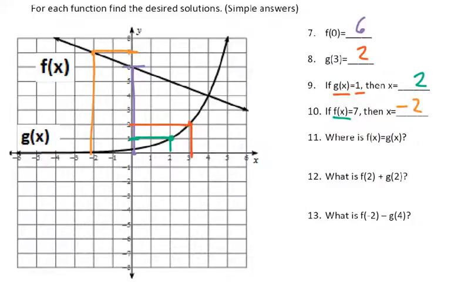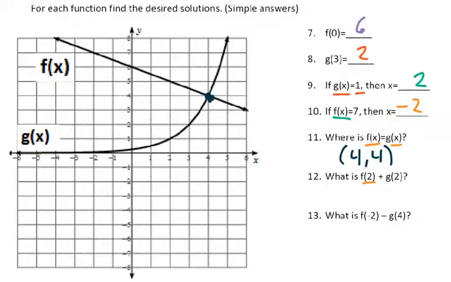So now, where is f of x equal to g of x? So where do they intersect? Right here, at 4, 4. That's a point, right? Now the last two, we're adding and subtracting our functions. So we're just taking the information, we're going to add or subtract it.